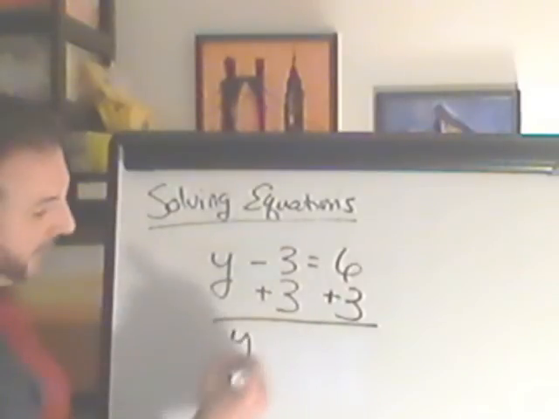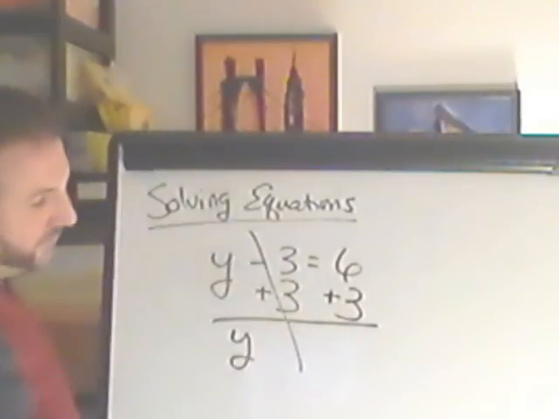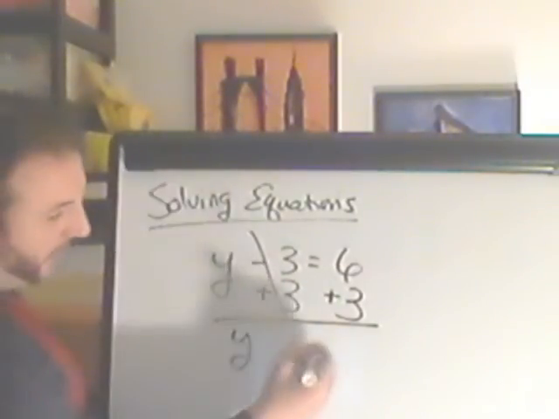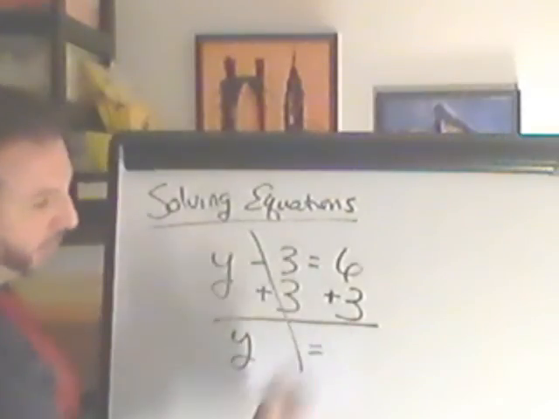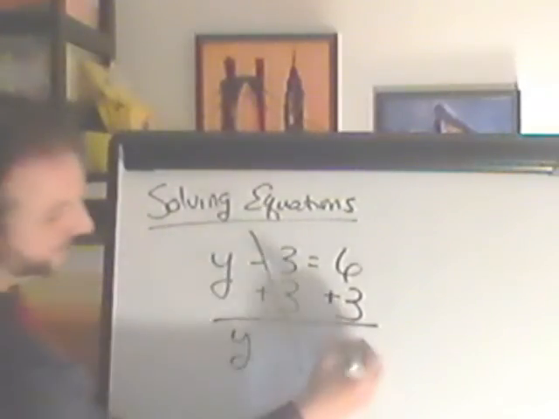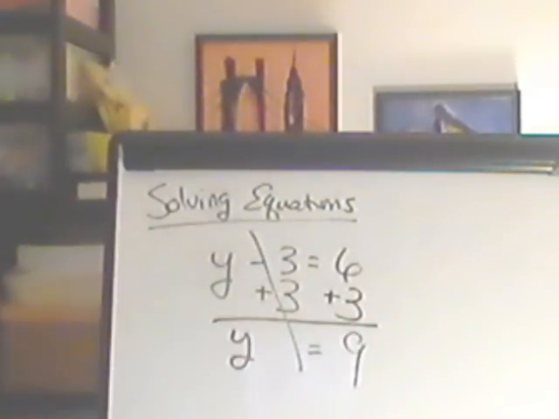I drop down the y. These cancel out. Okay? 6 plus 3 is what? Oh, the equal, don't forget. That's very important. 6 plus 3 is what? 9. So according to this solving, y equals 9. Let's see if we're right.